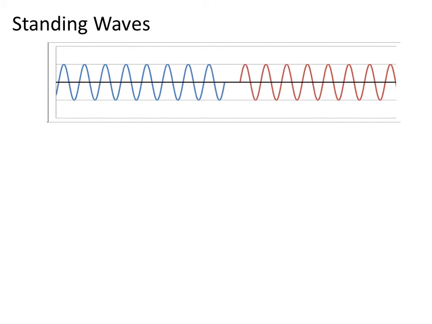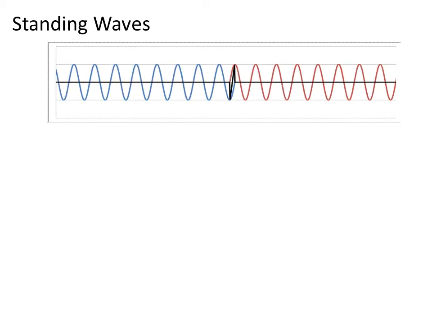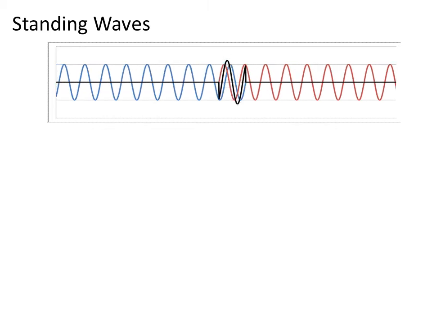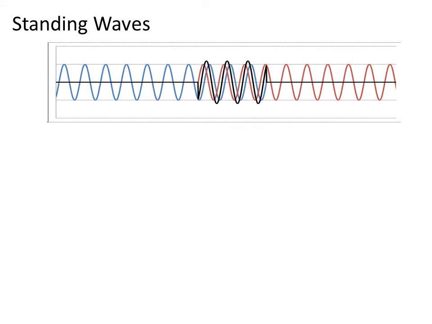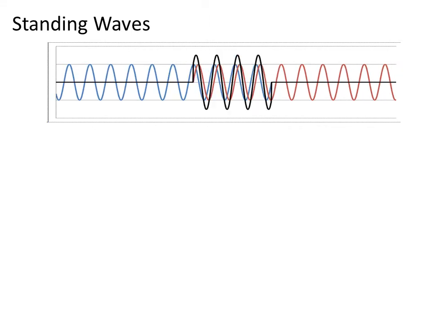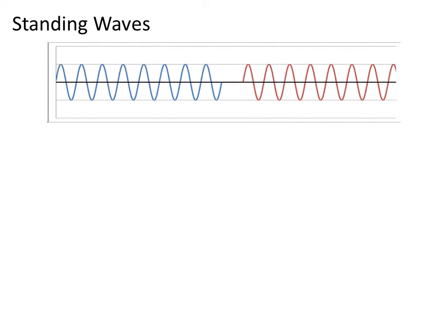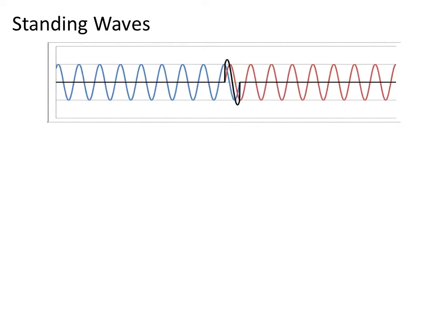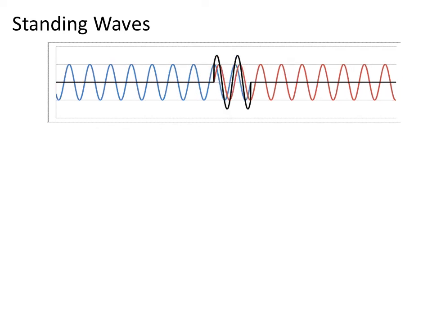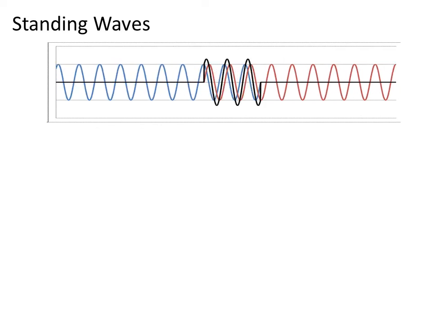In this lecture, we look at standing waves. Standing waves occur when two counterpropagating waves superpose. Here we have a blue curve and a red curve, which are counterpropagating. Those two waves produce the sum, the black curve, which is a standing wave which just goes up and down but does not propagate.